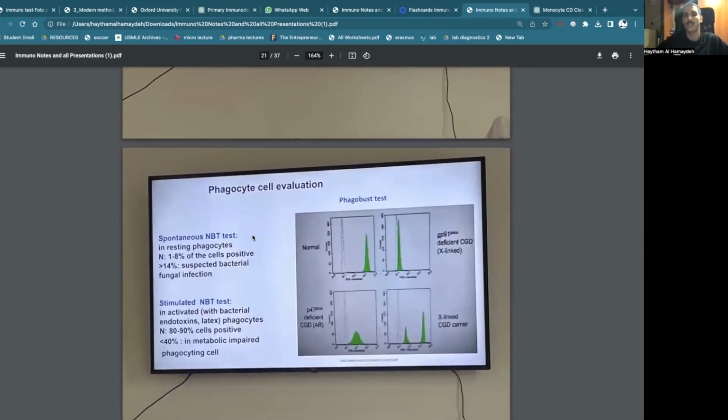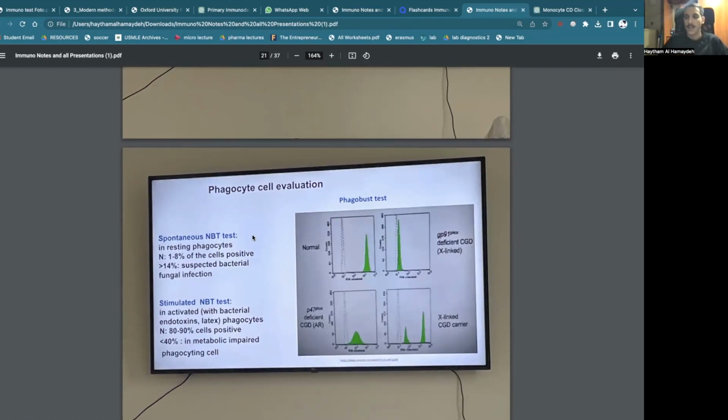Now, what's this telling us? Phagocyte cell evaluation can be of spontaneous NBT test or stimulated. So spontaneous in this case means the cells are not activated, they're resting. They're just resting, but they can still do some phagocytic-ish function.